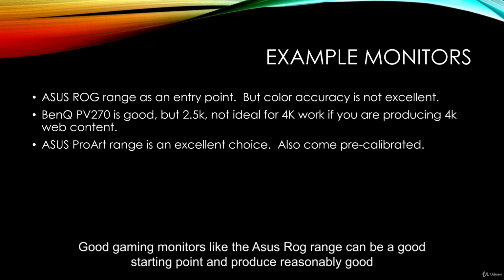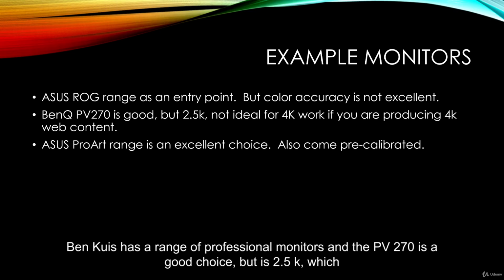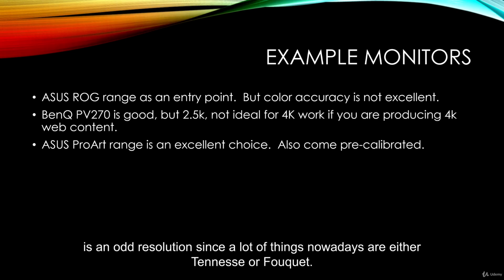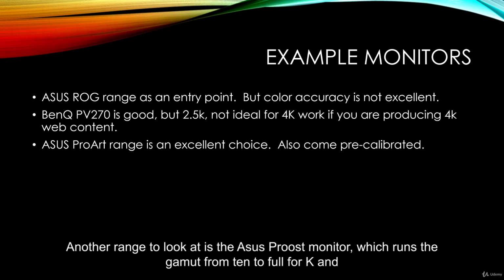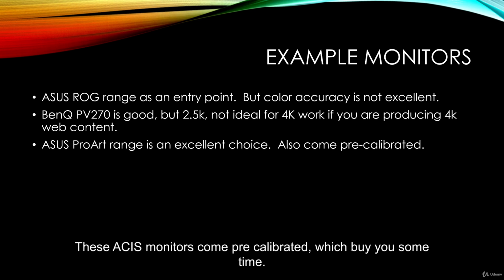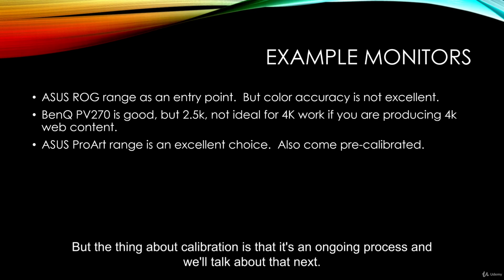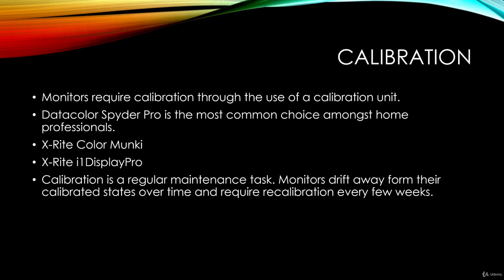Now, to a certain degree, you can choose how much you want to spend. Good gaming monitors like the Asus ROG range can be a good starting point and produce reasonably good results with calibration, but there are more professional solutions available. BenQ has a range of professional monitors, and the PV270 is a good choice, but is 2.5K, which is an odd resolution since a lot of things nowadays are either 1080 or 4K. Another range to look at is the Asus ProArt monitor, which runs the gamut from 1080 to full 4K and mostly supports 100% of sRGB gamuts as well. These Asus monitors come pre-calibrated, which buys you some time. But the thing about calibration is that it's an ongoing process, and we'll talk about that next.